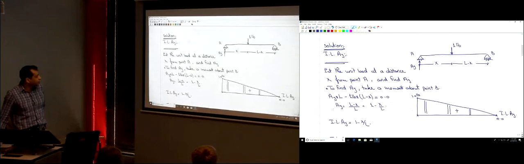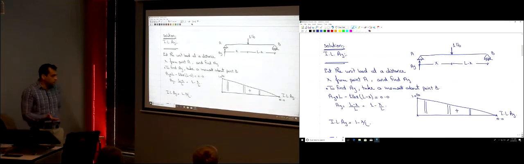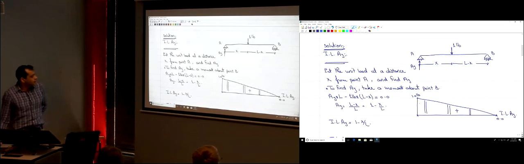And we wrote the equation of AY as a function of the distance x, which is 1 minus x over L. So when you plot this function, it gives you the magnitude of AY as a function of the location x of the unit load. So the variable is the location of that unit load, okay? And it looks like this.